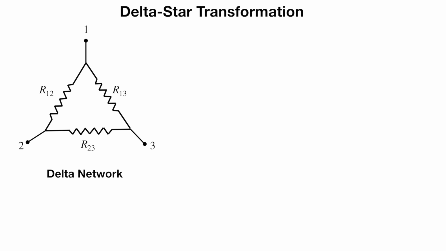Delta star transformation. Sometimes three resistors are connected in such a way that it forms a structure which looks like the capital delta. Here three resistors R12, R13 and R23 are connected between points 1 and 2, 1 and 3 and 2 and 3 respectively. This type of network is called a delta network.